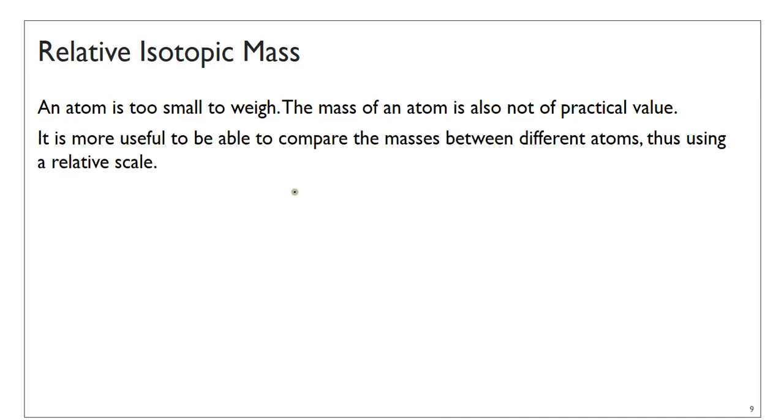It is, however, more useful if you can compare the masses between different atoms. So I don't care what the mass of carbon is, but I want to know whether carbon is lighter or heavier than, say, steel. Let's say, for example, you want to replace a material that is used to make airplanes with another material. So people want to replace steel with titanium or graphite, which is carbon.